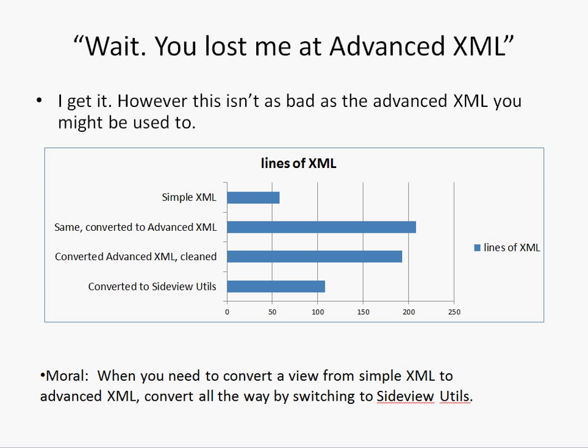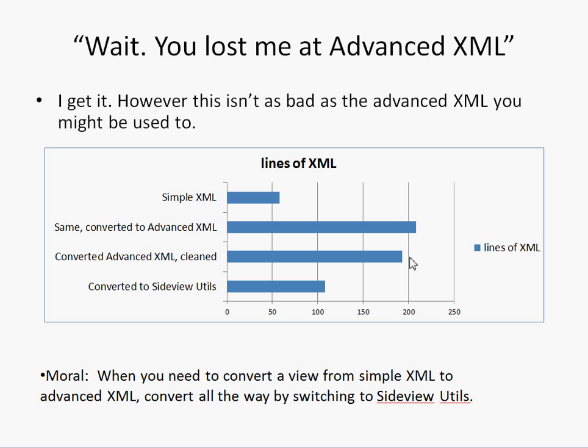Well, first, the conversion process actually adds some things that are unnecessary. It has some bugs also that make the XML unnecessarily verbose. So if we clean that out, we lose 15 lines. That takes us to this third bar. Now we have 193 lines of advanced XML.